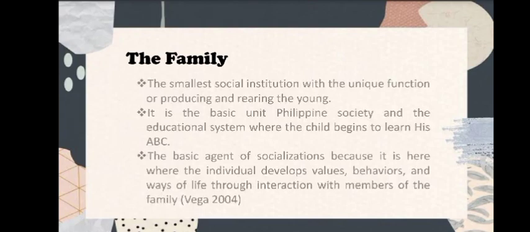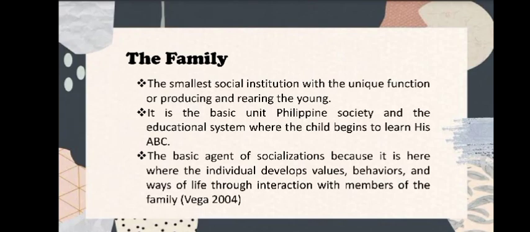So number one, as I said, is the family. Family is the smallest social institution with the unique function of producing and rearing the young. It is also the basic unit of Philippine society and the educational system where the child begins to learn his ABC. It is the basic agent of socialization because it is here where the individual develops values, behaviors, and ways of life through interaction with members of the family.